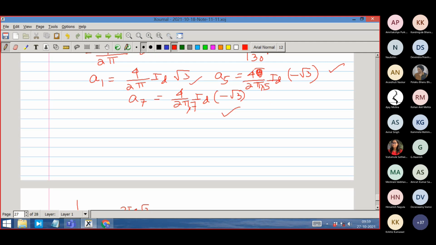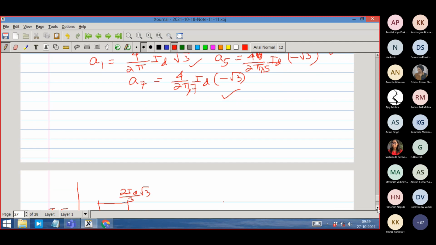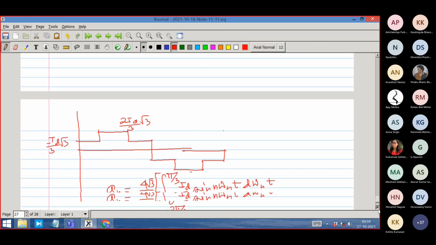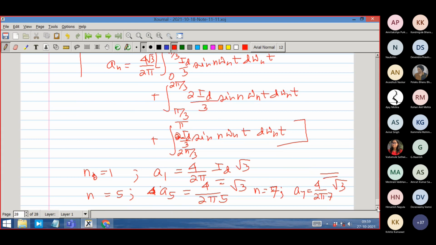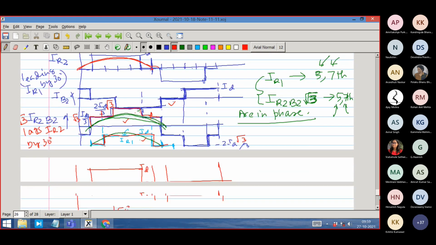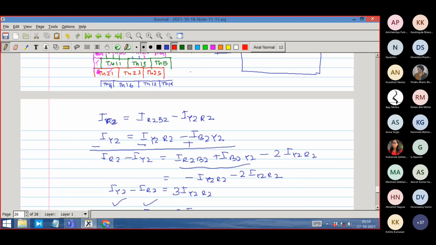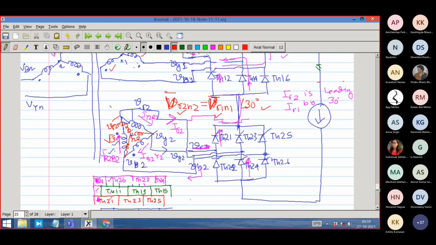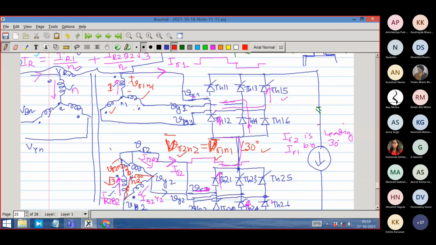But the fundamental components will get added: 4 Id by 2 pi into root 3 here, and here also 4 Id by 2 pi root 3. So these two components will be added, and the harmonic components will be cancelled. So we'll get a better shaped waveform. The harmonic content will be less, and therefore the harmonic performance of the converter will be better. The converter will inject less harmonics.